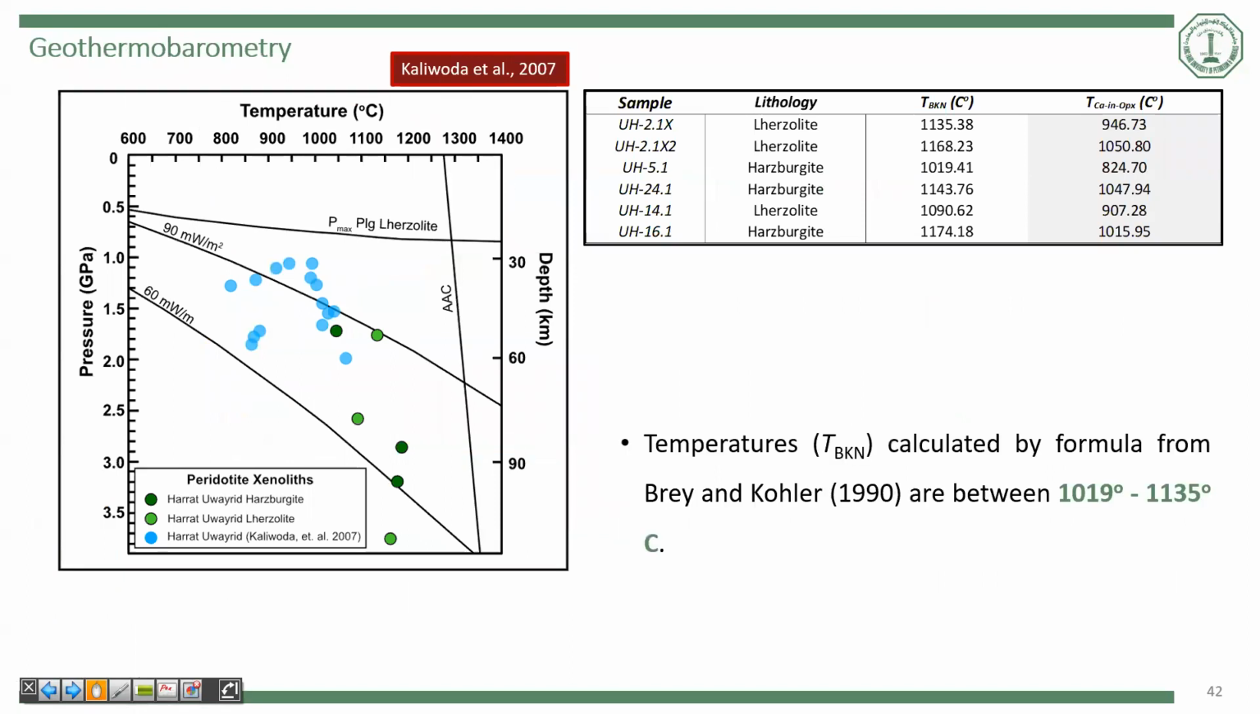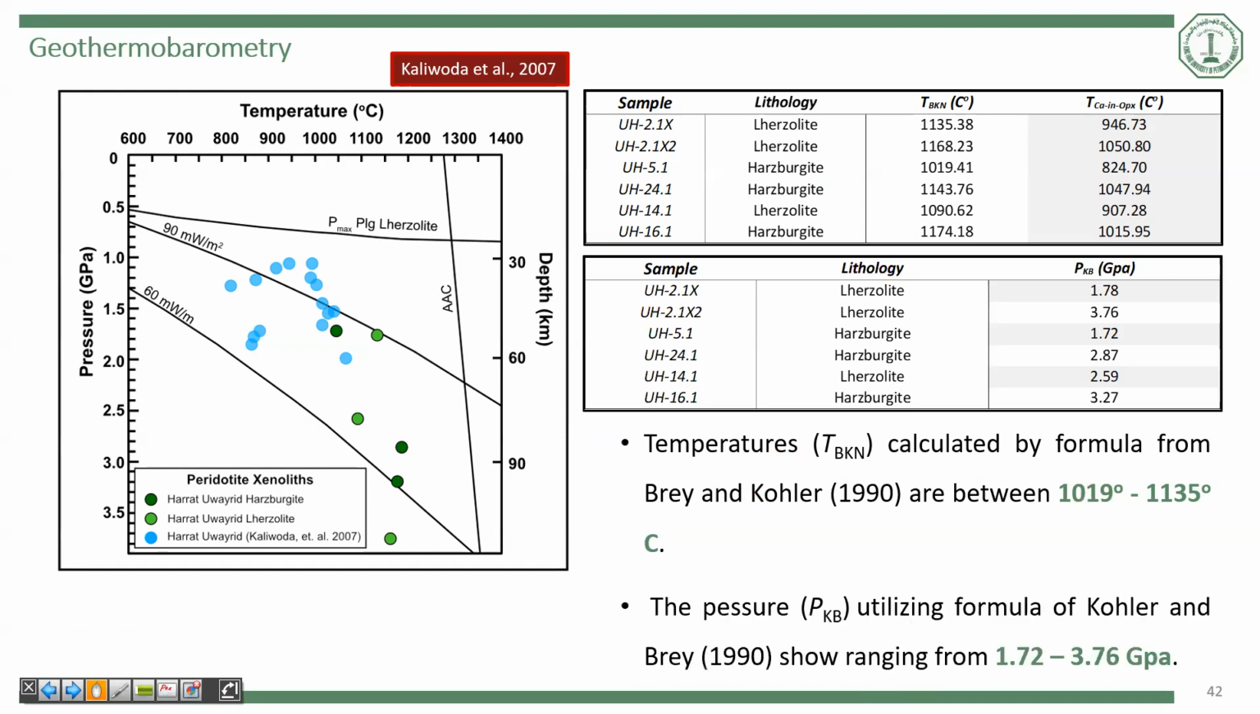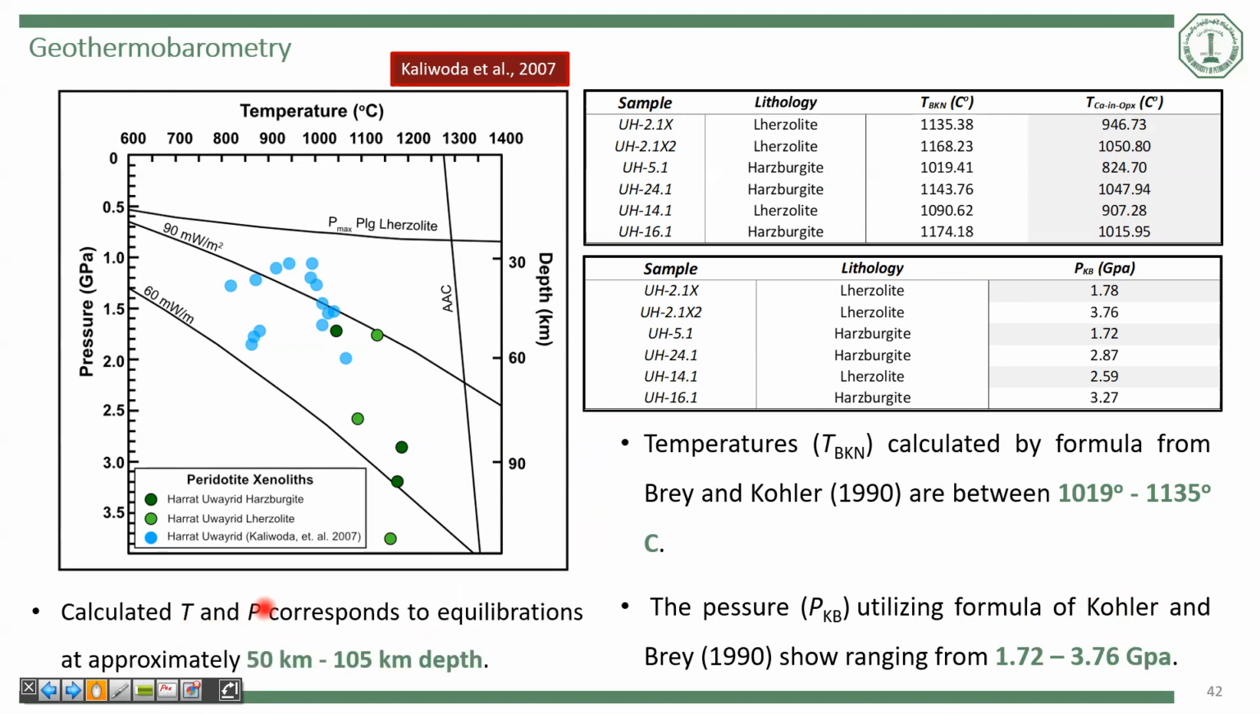Geothermobarometry calculations were also performed. The temperatures that we got were between 1000 and approximately 1135 degrees Celsius. The pressures that we calculated were between 1.72 and 3.76 gigapascals, and this corresponds to depths between 50 and 105 kilometers. Here we see the depth of the Harrat Uwayrid peridotite xenoliths in comparison to the Kaliwoda study in 2007.